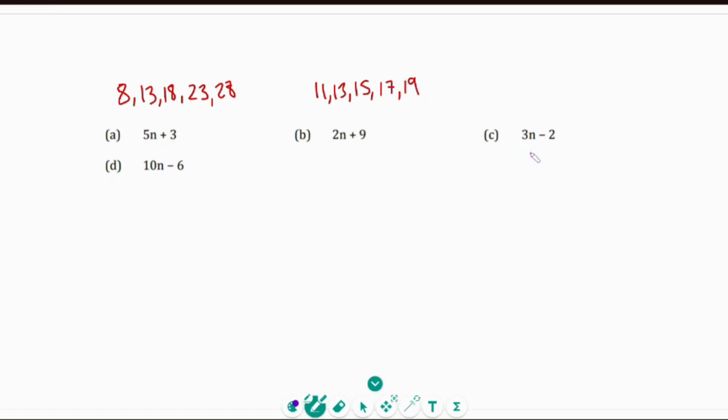3 times 1 is 3, take away 2 is 1. Going up in 3s. 10 times 1 is 10, take away 6 is 4. This is going up in 10s.